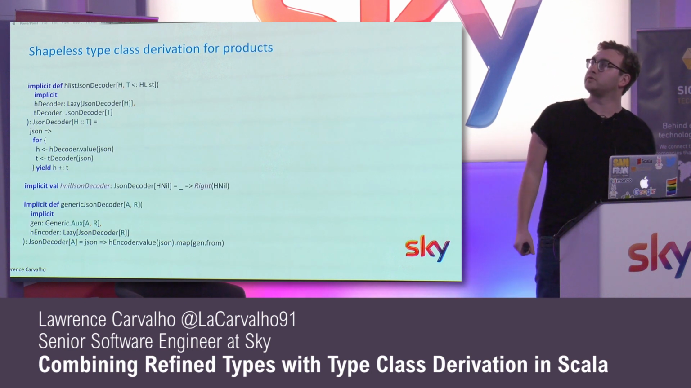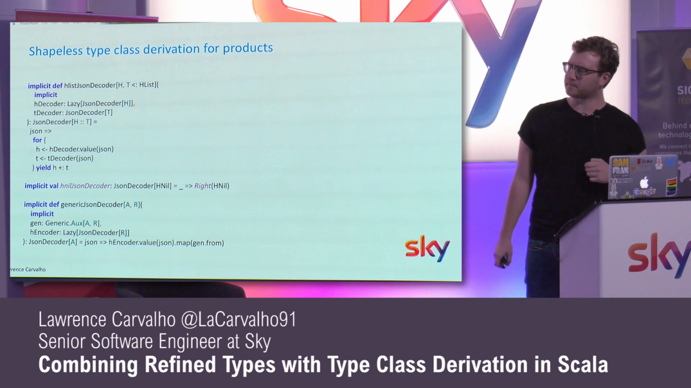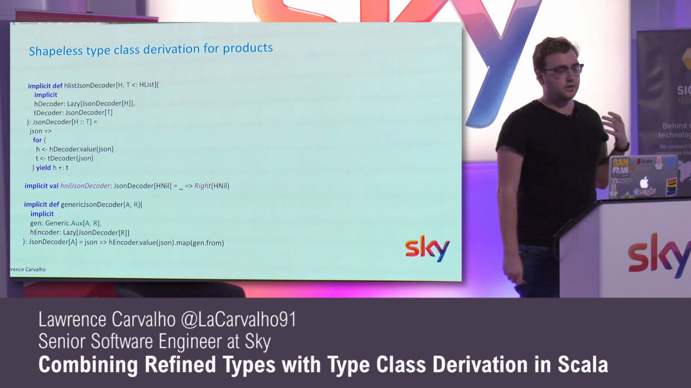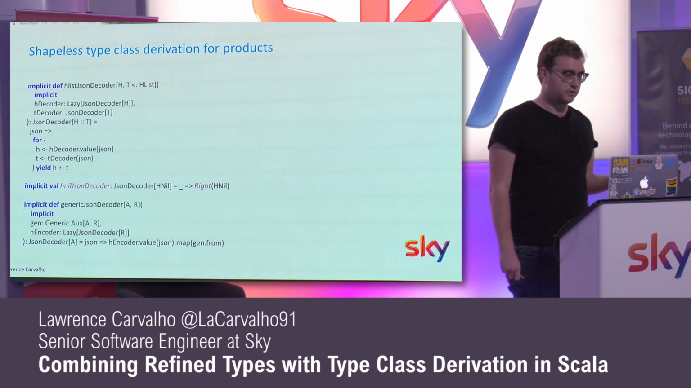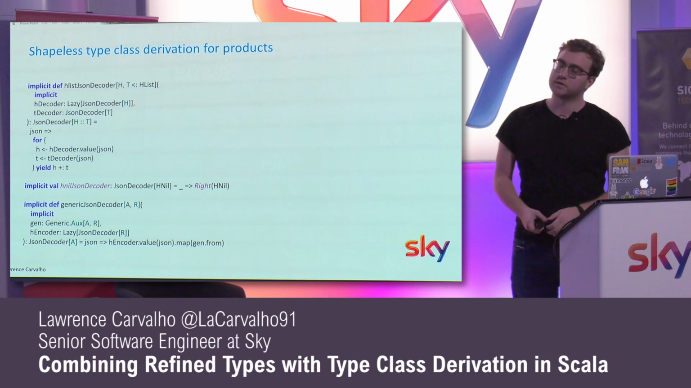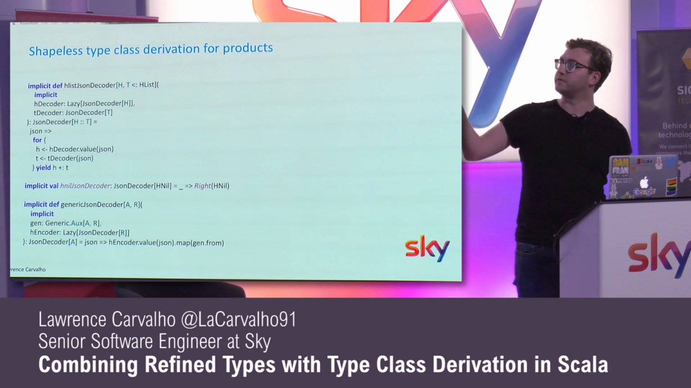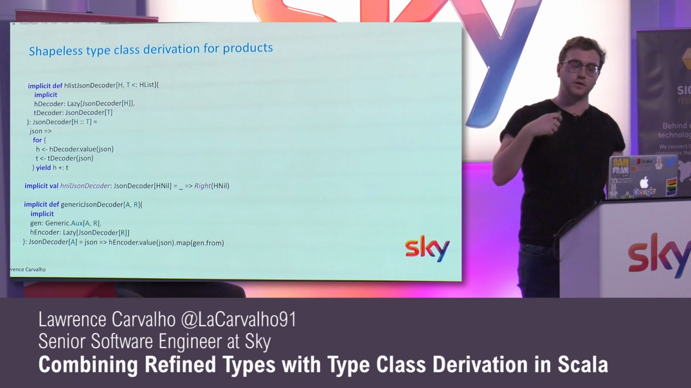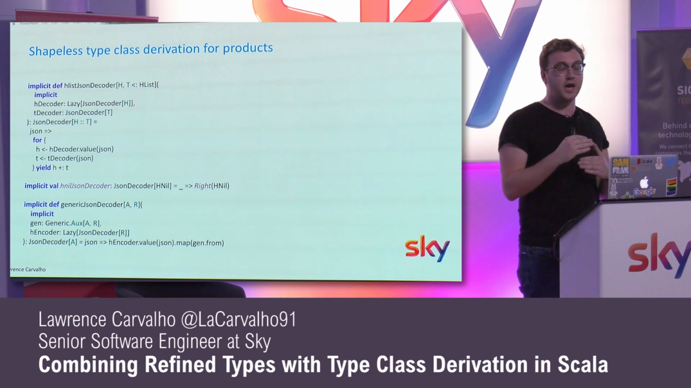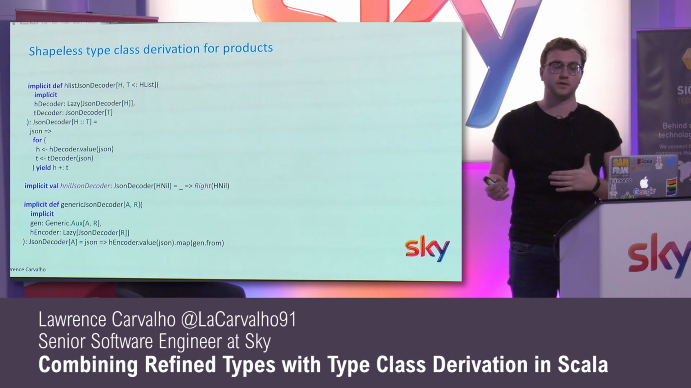Cool. So how do we use shapeless to derive type class instances for products? You have to define a type class instance of your type class for an H list. So the definition of this, you can see here, you provide the instance for the current head of that H list, plus the instance for the rest of that H list.